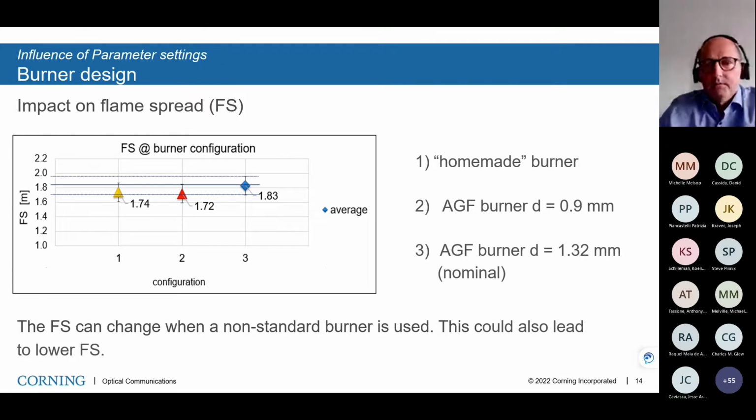What we have learned from this experiment is that the flame spread can change if a non-standard burner is used or the hole diameter of the burner is below minimum tolerance. For example, if the holes are blocked by soot or ash deposit like this. This could also lead to lower flame spread results.